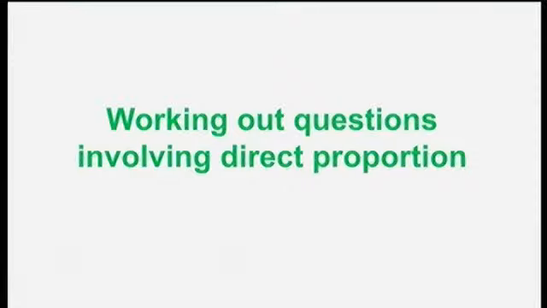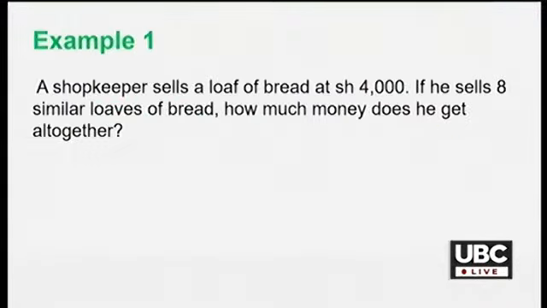Let's now see how to work out questions involving direct proportion. Let's look at some examples. Let's look at example 1. On your screen, a shopkeeper sells a loaf of bread at 4,000 shillings. If he sells 8 similar loaves of bread, how much money does he get altogether?